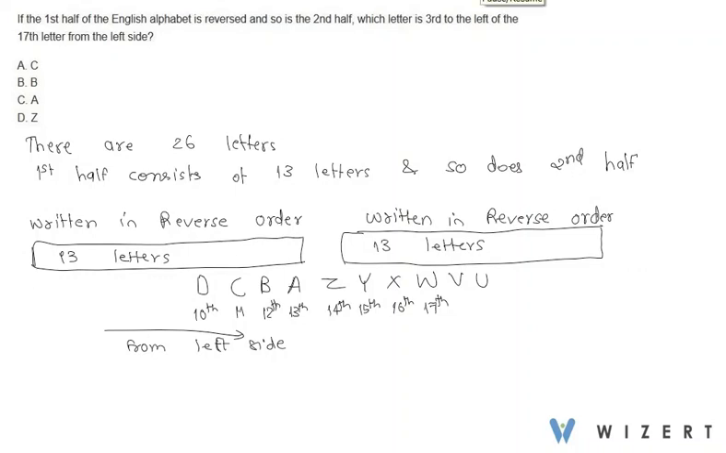So we are asked which letter is third to the left of the 17th letter from the left side. So 17th letter from the left side is W. And third to the left from this letter. So first to the left from this letter is X. This is second and this is third. So answer is Z. Answer is option D.